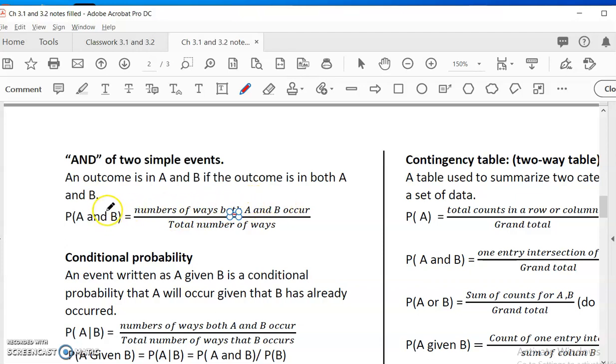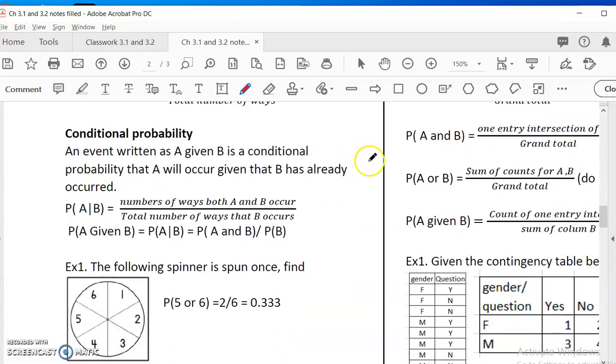So remember, think of both happening together. The third compound probability involves conditional probability, like in steps. So the event is written as given, as a condition. This word given, if you see it in a probability statement, shows that B has happened. B is a condition that has occurred. So you want to find the chance that A will happen now that B has already happened.